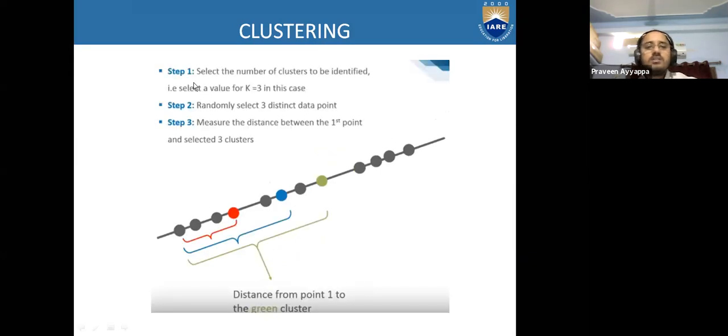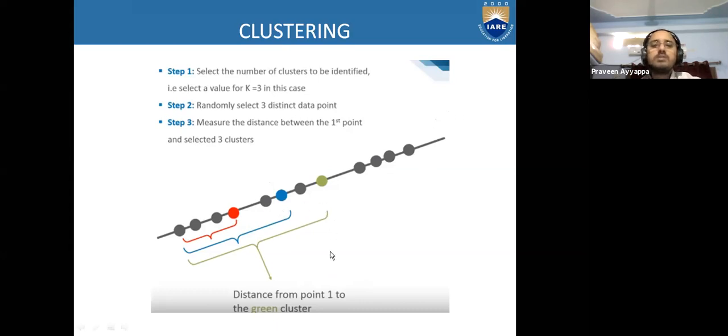So these are the three steps that we have followed. First, select the number of clusters to be identified. Given a set of data points, I have selected three clusters; I want to make the data set into three different clusters. Next, I randomly selected three distinct data points and measured the distance from point 1 to the respective data points, that is, red, blue, and green.